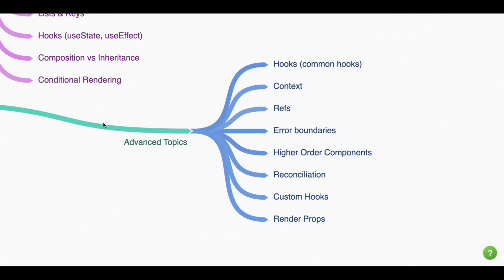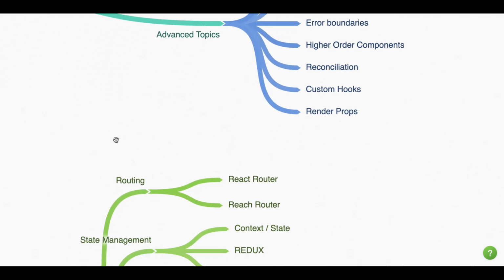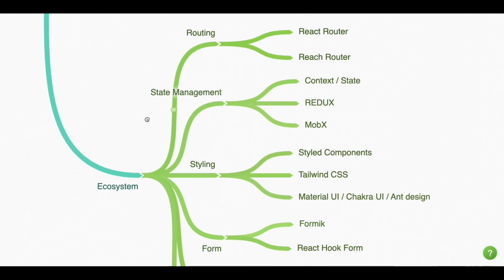Then the next part is custom hooks. Hooks are reusable functions. When you have component logic that needs to be used by multiple components, at that time you can extract your hooks. So you can write your own hooks with the help of custom hooks. And the next part is render props. Render props is basically a technique for sharing code between React components using a prop whose value is a function. So these are the advanced topics of React.